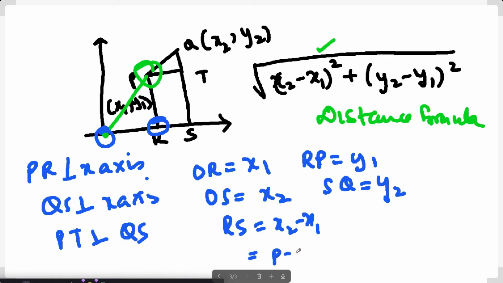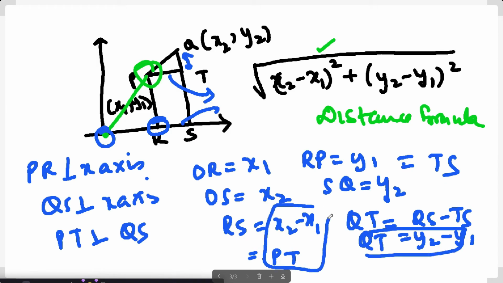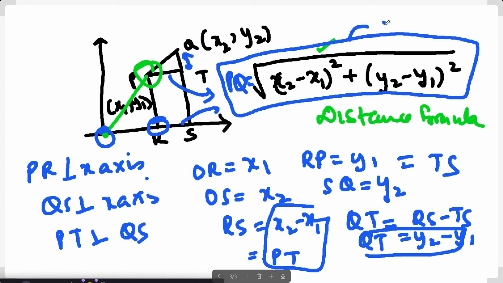RS is x2 minus x1, which is also equal to PT. This and this are equal. And what is this? QT क्या है? QT is QS minus TS. What is TS? RP. Y2 minus Y1. QT is Y2 minus Y1 and PT is X2 minus X1. QT and PT we know. So what is PQ? This, by Pythagoras theorem. So this is what is known as the distance formula. I showed you the formula first and then explained it to you, right?